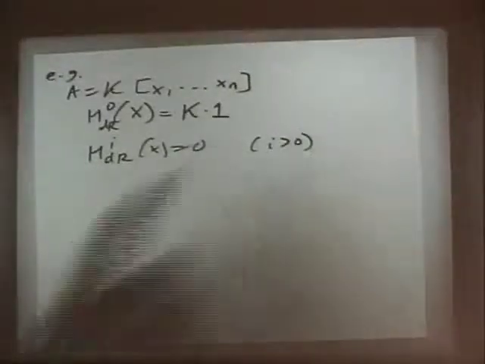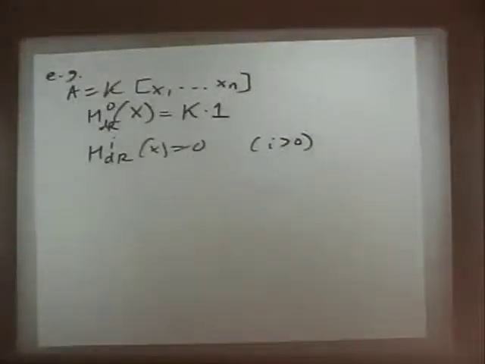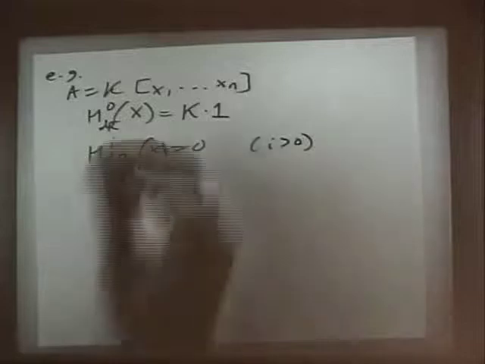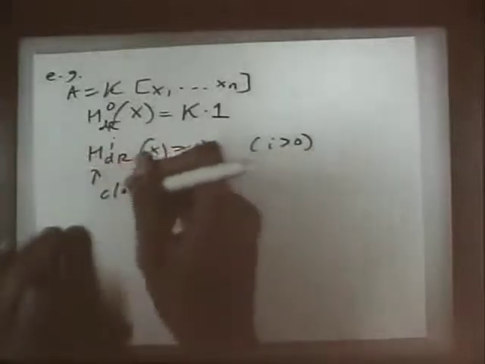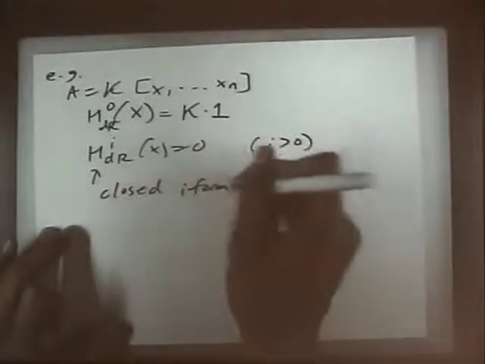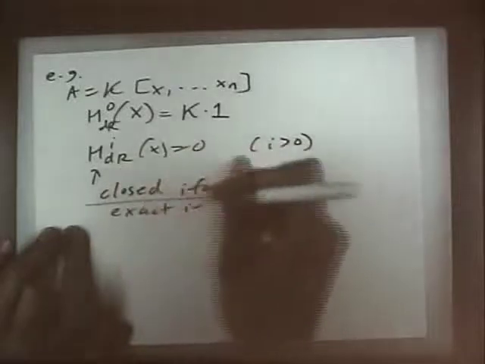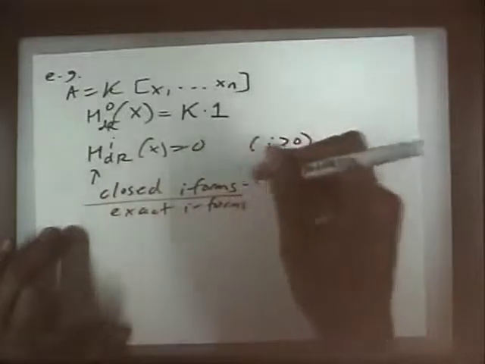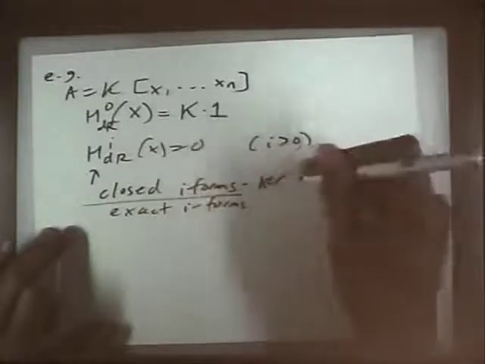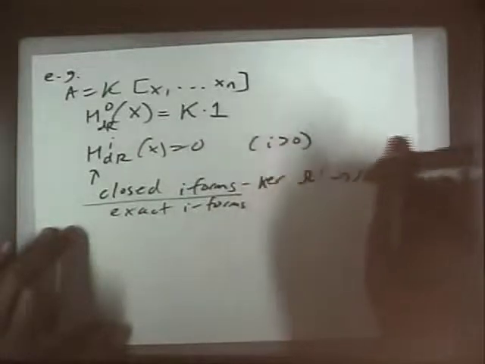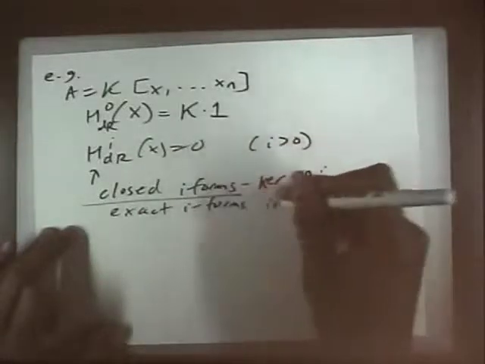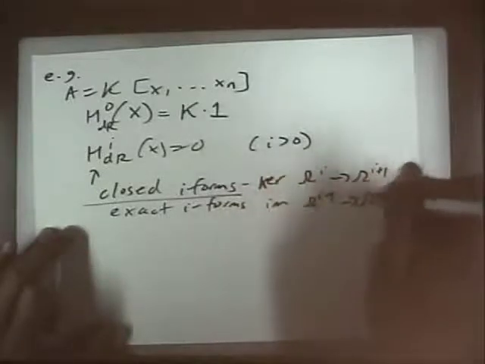It's pretty clear when n equals 1 because you can just integrate everything. For higher order things, say n equals 2, you have to realize that, of course, this cohomology is closed i-forms modulo exact i-forms. So closed means the kernel of the map from omega i to omega i plus 1, and exact means something in the image of omega i minus 1 to omega i.